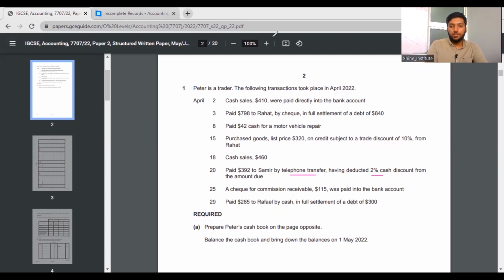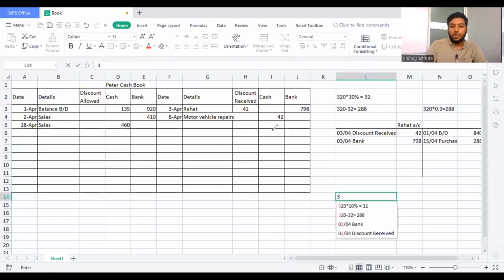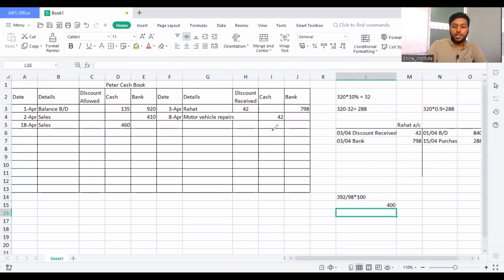So we just need to know what's the exact amount of discount you are getting. To that we can calculate in this way. The easiest way to find it out, you have 392 divided by, because they have given already the discount, you should know how much is the entire amount. So we'll divide it by 98 and multiply by 100. So when I do this, you will get the value 392 divided by 98 into 100 will be 400, which means the difference between 392 and 400 is the discount.